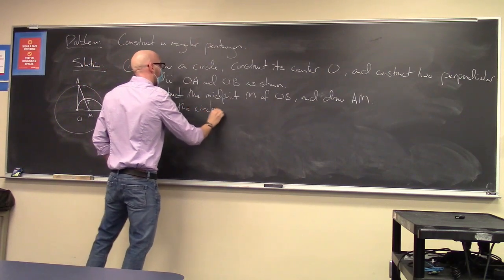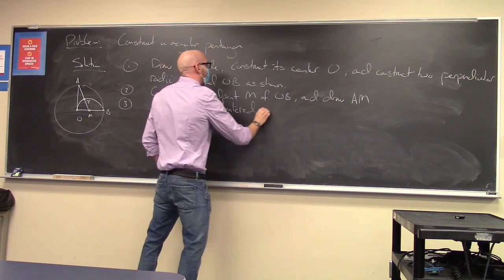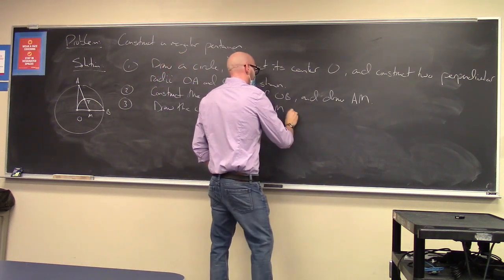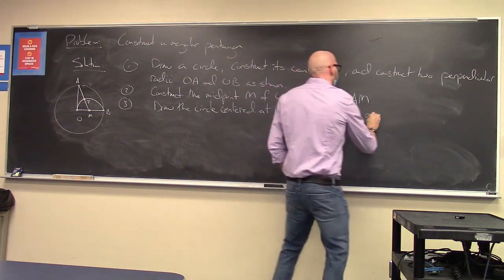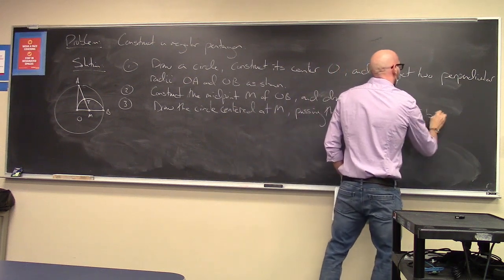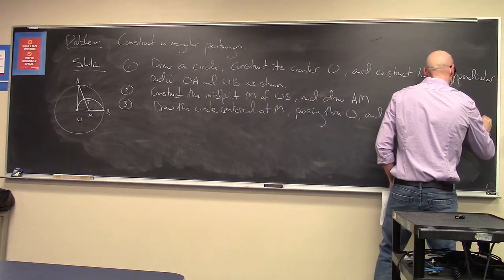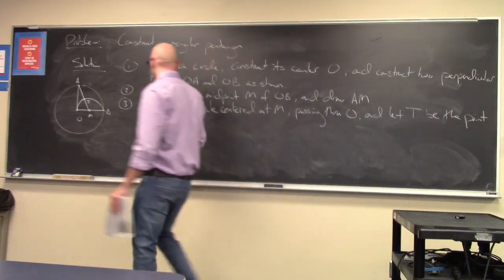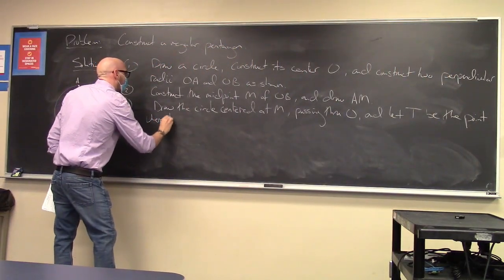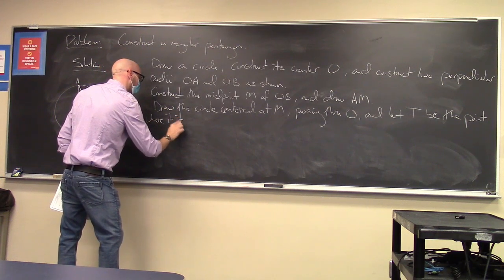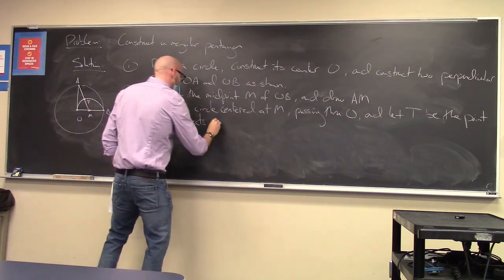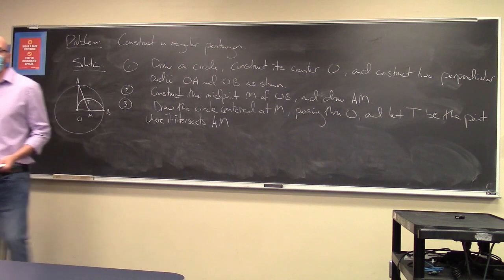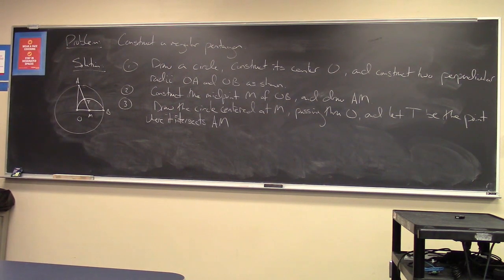Draw the circle centered at M, passing through O, and let T be the point where it intersects AM. And I've gone with this because this is actually one of the easier constructions.